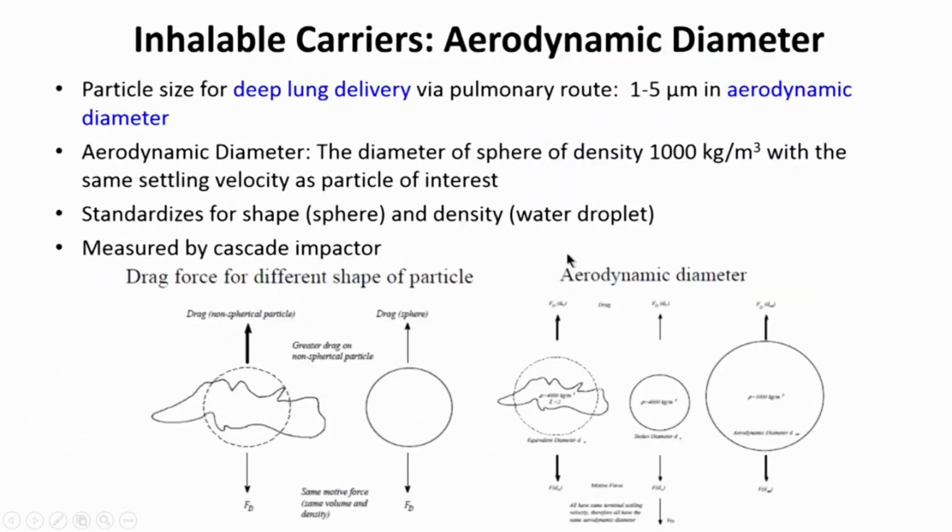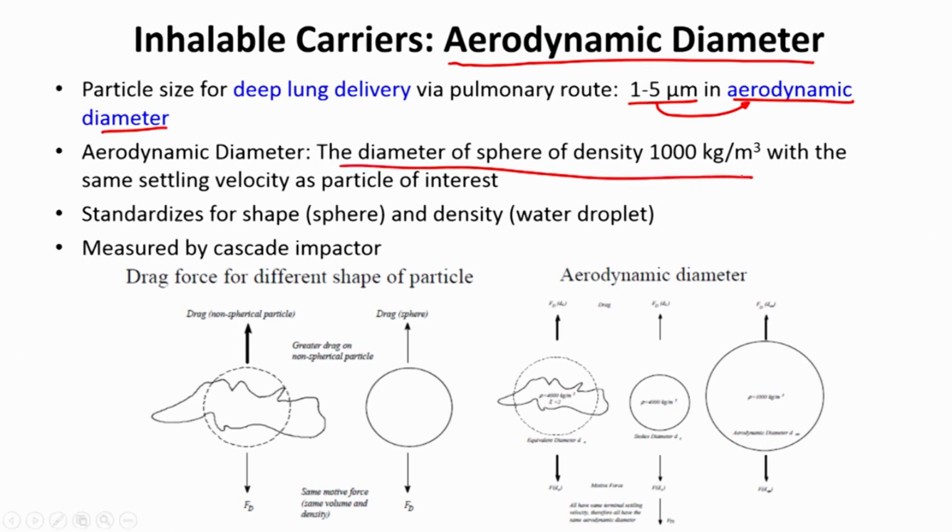Before I talk about particles with those properties, let's discuss one of the properties, which is aerodynamic diameter. This is nothing but, again, the particle size range for deep lung delivery via the pulmonary route, which we already discussed, is 1 to 5 micron. But what I did not tell you earlier is that this 1 to 5 micron is defined as the aerodynamic diameter range that it needs to be in. So what is aerodynamic diameter? This is the diameter of a sphere of a density 1000 kg per meter cube with the same settling velocity as the particle of interest. So, this is a theoretical term.